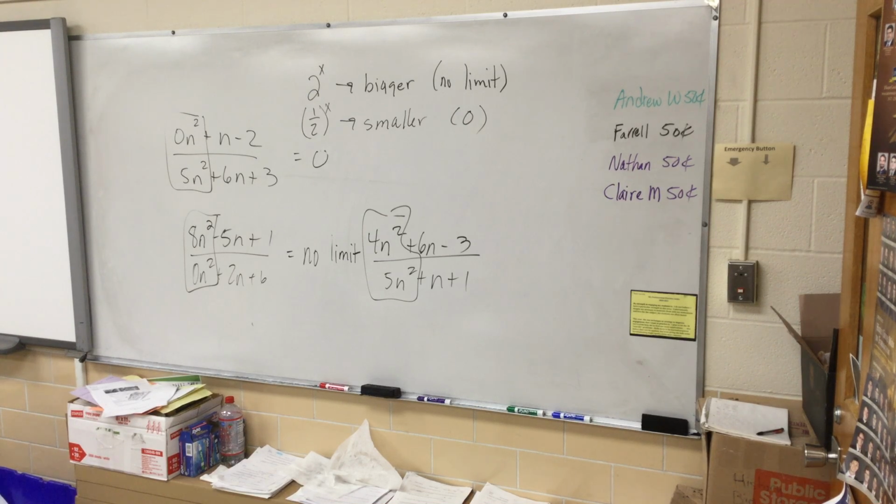So for letter I, it will be 0, because 2/3 is less than 1. For J, it will be no limit, because 5/4 is more than 1. K will be no limit, because 1.5 is bigger than 1. And L will be 0, because 0.8 is less than 1. The exponent does not matter.